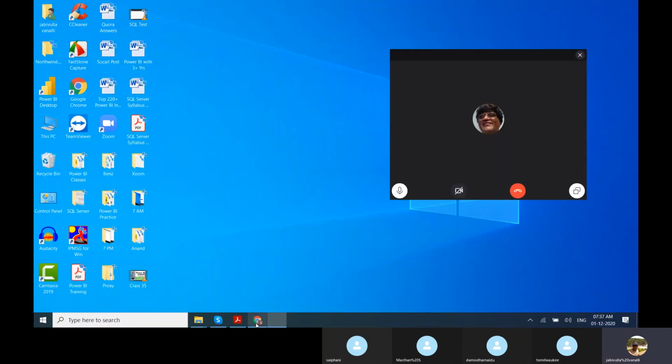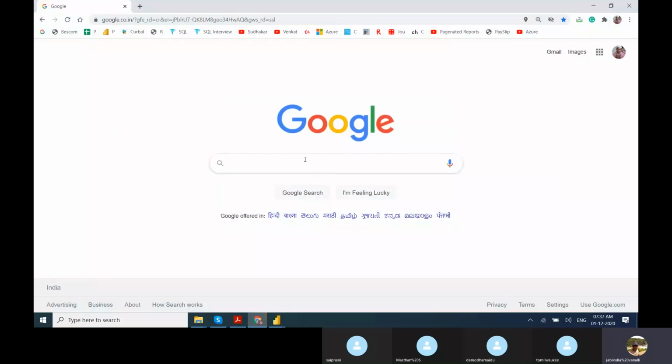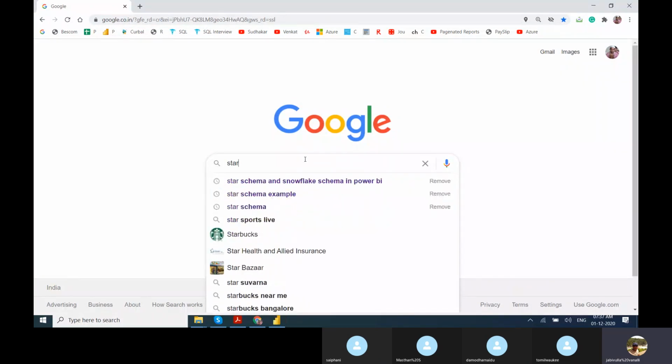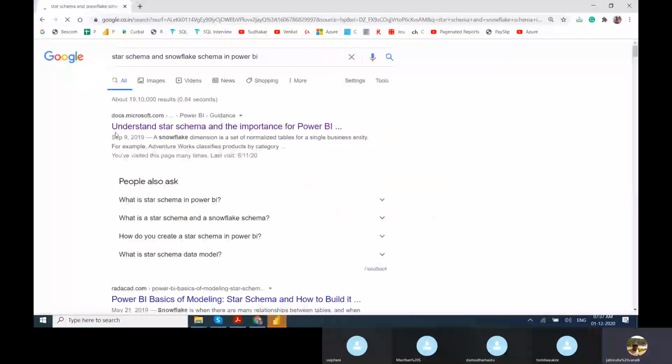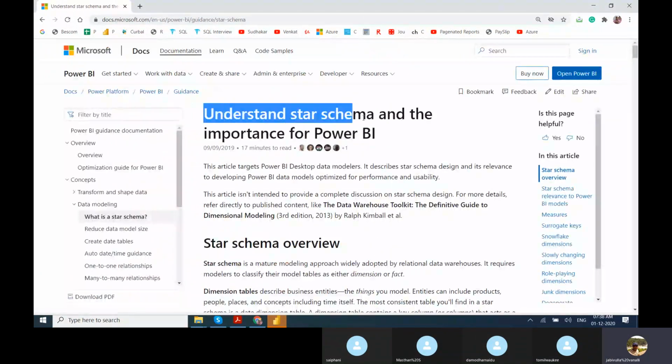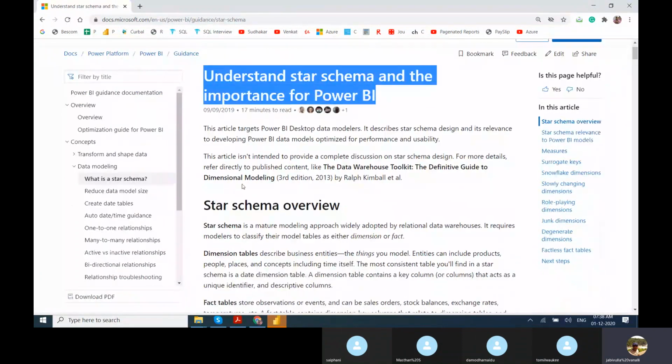First of all, let me cross check if I am missing anything. Star schema and snowflake schema in Power BI. So this is the official document. Understand star schema and importance of Power BI.